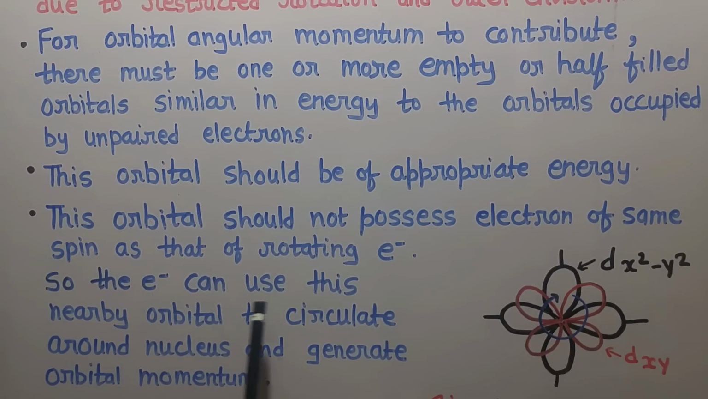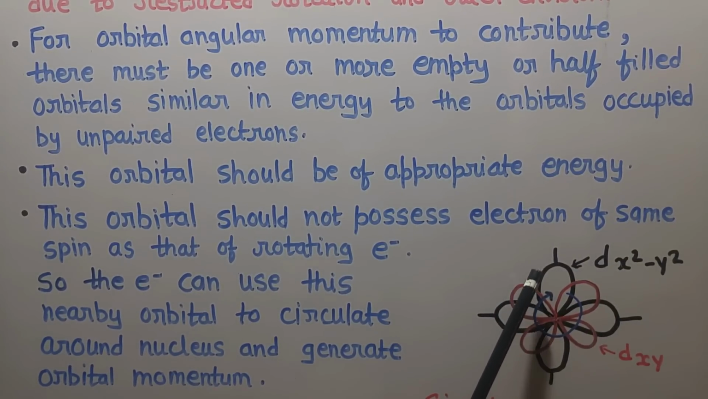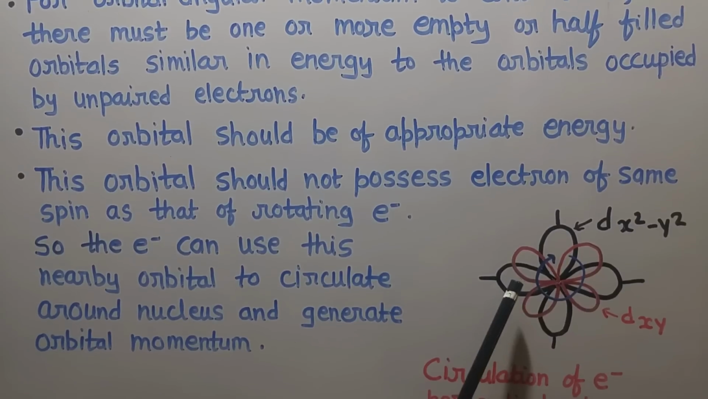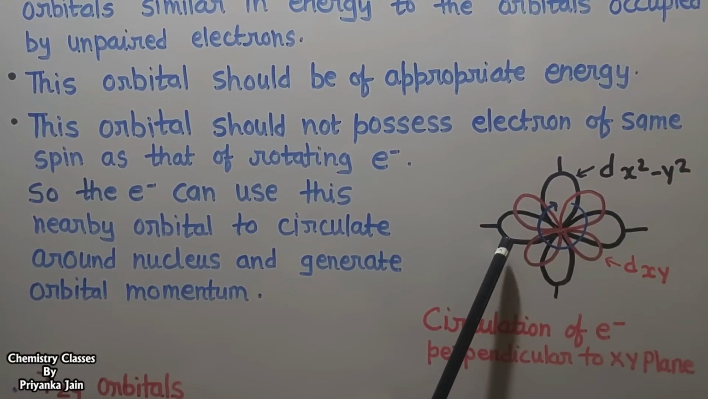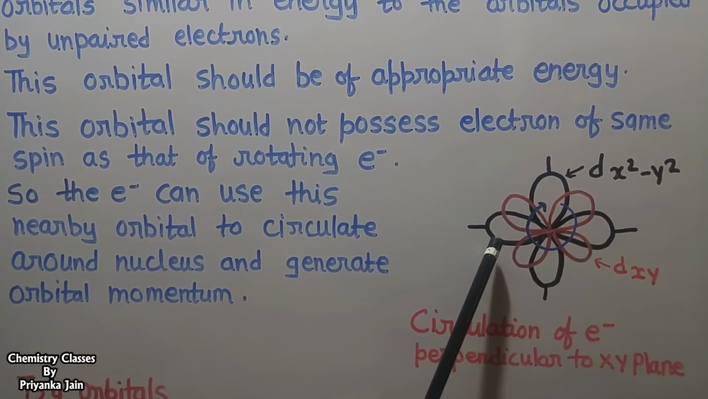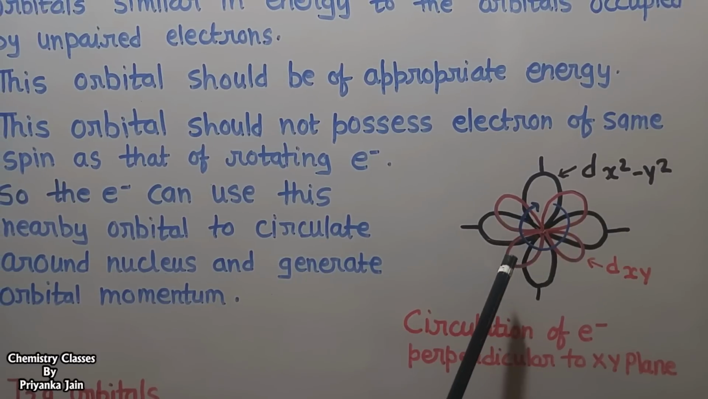So that the electron can use this nearby orbital to circulate around the nucleus. It means it provides a path for the electron to circulate around the nucleus, and in this way it can generate the orbital momentum. For example, if we see these two orbitals, this is the dx2-y2 orbital, which we have denoted by the black color, and this red colored is the dxy orbital. Now these two orbitals are of almost similar energy, and this can be transformed by rotation through 90 degrees. So these provide a path for the electron for the circulation.